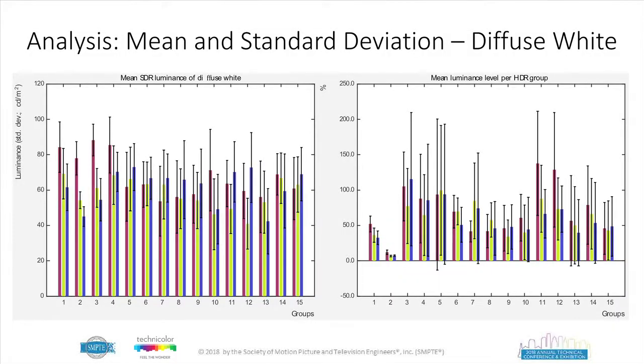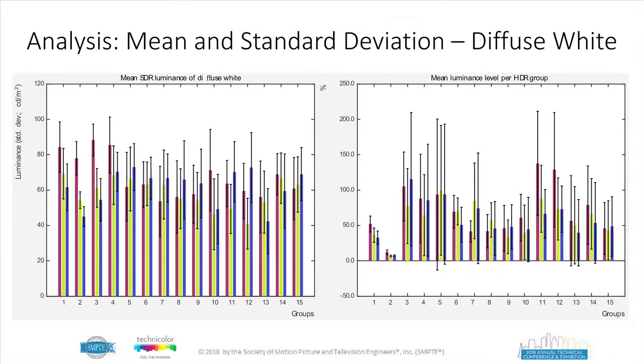If you look at how that goes per group, you'll see that on the SDR plots, on the left, everything sits more or less around 60. That's nice. There's quite high uniformity there. Actually more so than I expected, but SDR is well understood, and diffuse white seems to be around 60. With HDR, that seems to vary a lot more. It goes up to around 400, I would say.